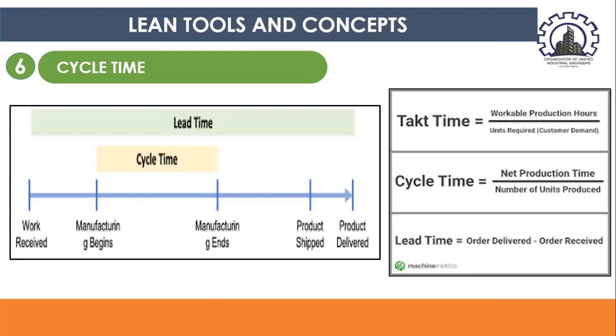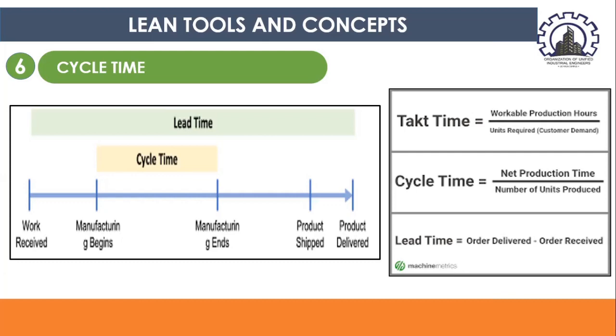Now, as you can notice in our example, you need to understand the differences between different times. So in manufacturing or production, we have what we call takt time, we have cycle time, and we also have lead time. Now, according to Machine Metrics, the takt time formula is workable production hours over units required, or customer demand. So in simple terms, takt time is the rate at which you need to complete one unit of output in order to meet customer demand.